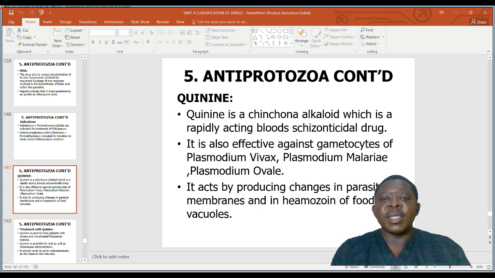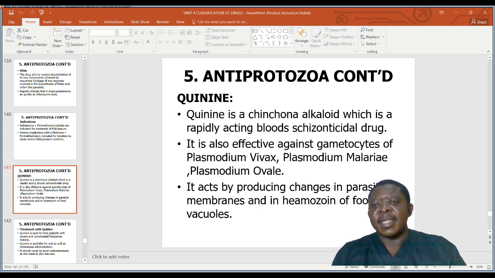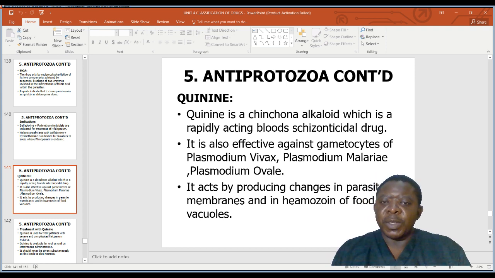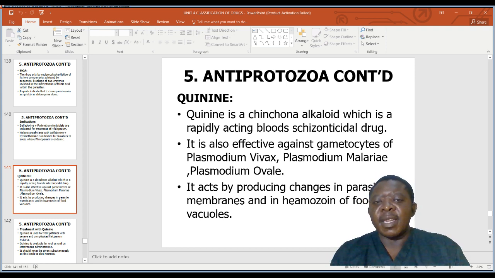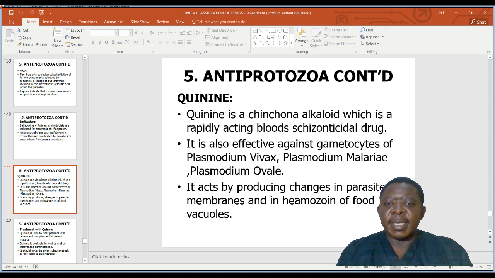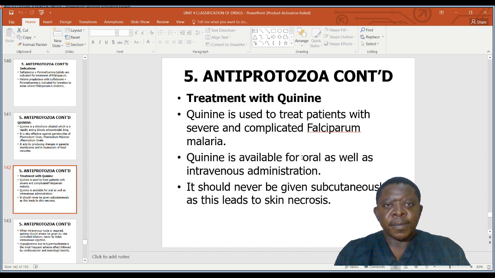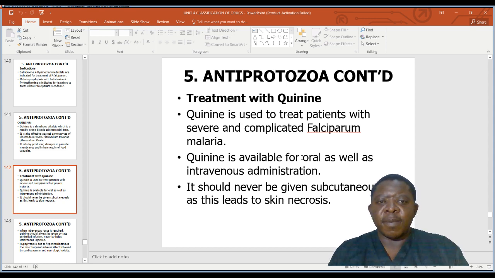So it is also effective against gametocytes, so it's gametocidal, of Plasmodium vivax, Plasmodium malariae, and Plasmodium ovale. It acts by producing changes in parasite membranes and in hemozoin of blood vacuoles. So treatment with quinine: quinine is used to treat patients with severe and complicated falciparum malaria.